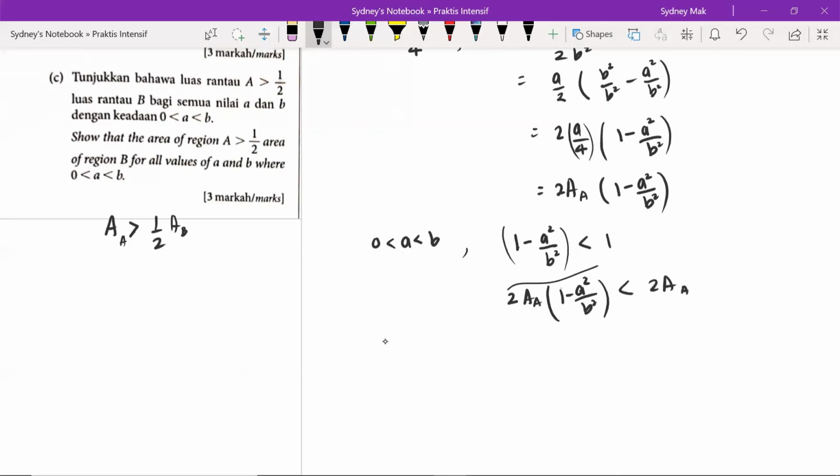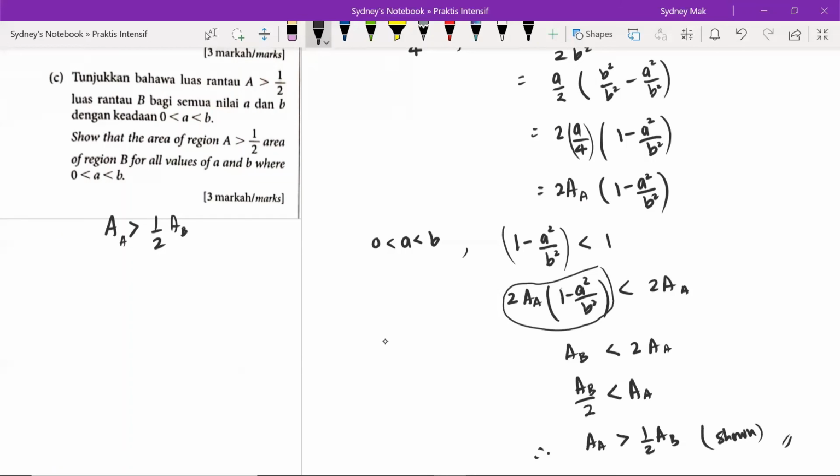And isn't it that this one is actually the area of B? So the area of B is less than 2 times the area of A. Let's make the area of A the subject. So area of B over 2 is less than the area of A. So we have just proven that the area of A is greater than half the area of B. So we have just shown. Okay, so we found the answer for question number 5.